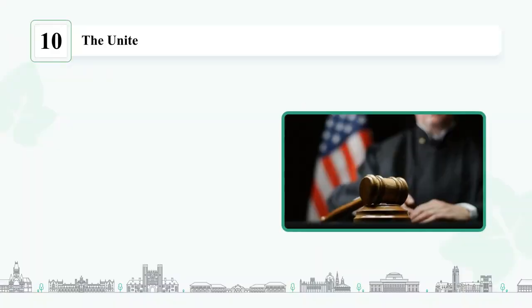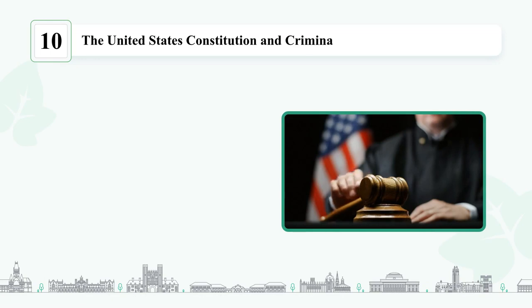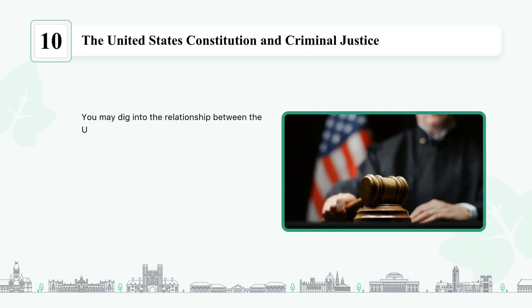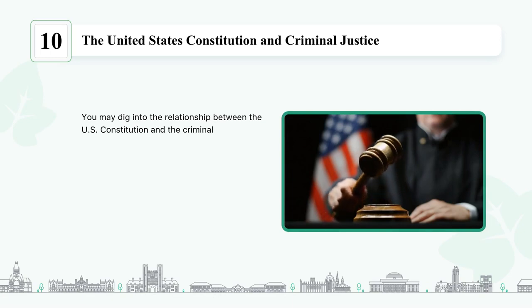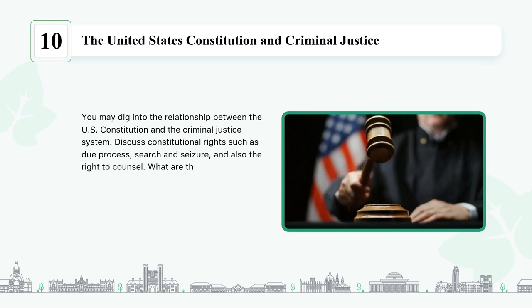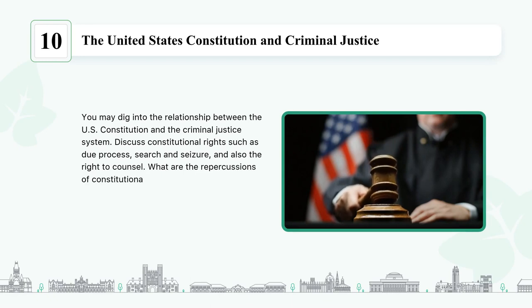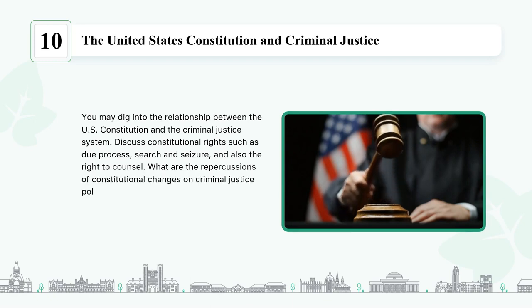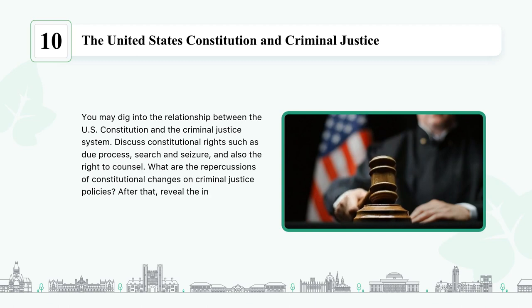The United States Constitution and criminal justice. You may dig into the relationship between the U.S. Constitution and the criminal justice system. Discuss constitutional rights such as due process, search and seizure, and also the right to counsel. What are the repercussions of constitutional changes on criminal justice policies? After that, reveal the influence on criminal investigations and court proceedings.